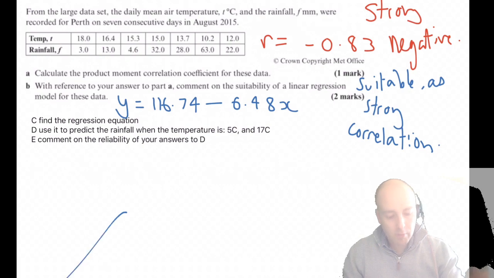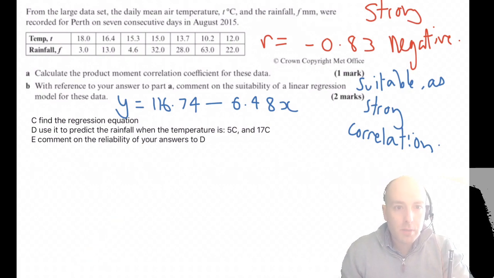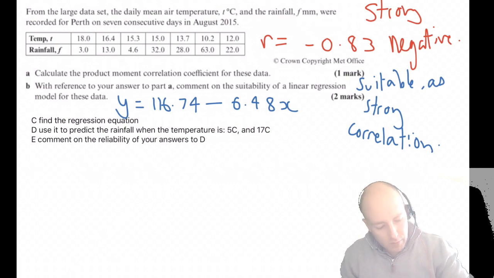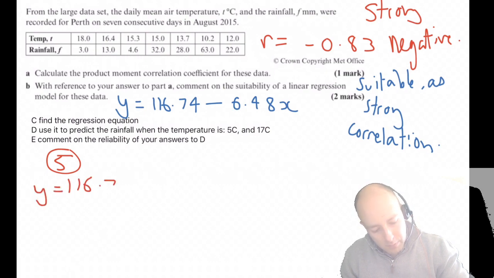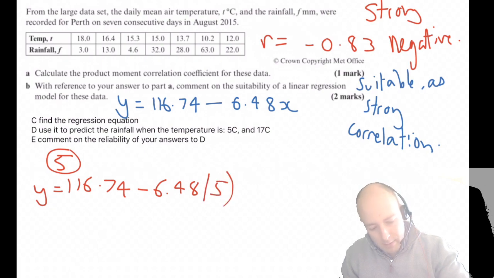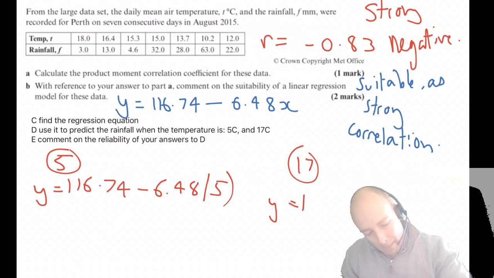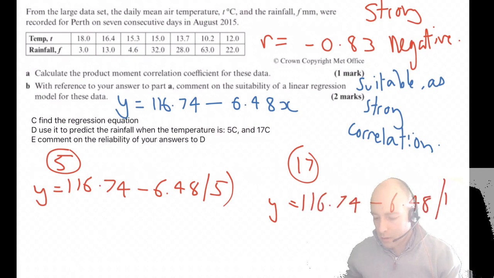There is my regression model. Use it to predict the rainfall when the temperature is 5 degrees and 17 degrees. So if we do 5 degrees first, y is 116.74 minus 6.48 times 5. And for 17 degrees, same thing but with 17. Cool.